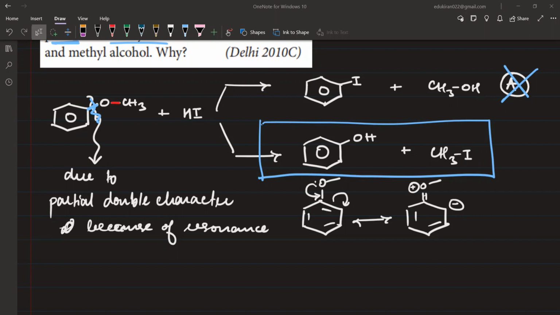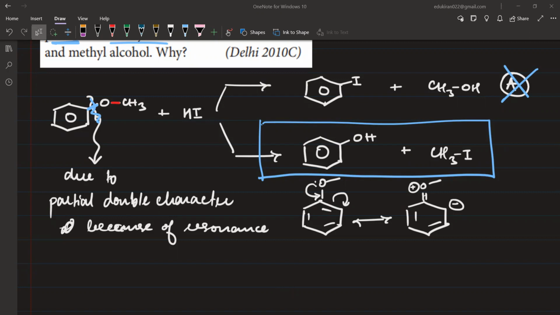Phenyl methyl ether does not react with HI to give phenol and methyl iodide because the lone pair of oxygen is involved in resonance with the benzene ring and imparts a double bond character and increases the CO bond strength with the benzene ring. And because iodine ion prefers to combine with the smaller group to minimize the steric hindrance.